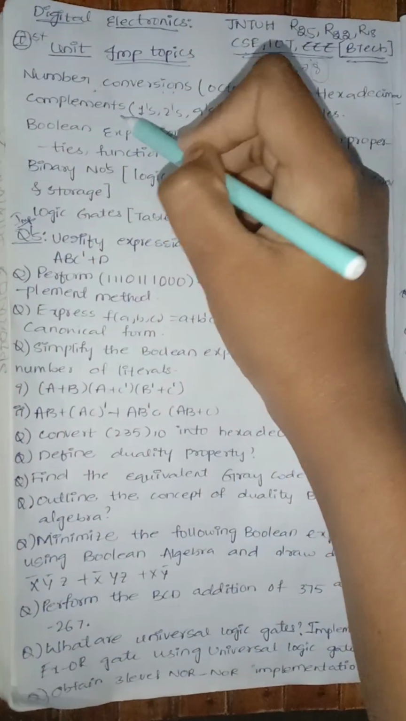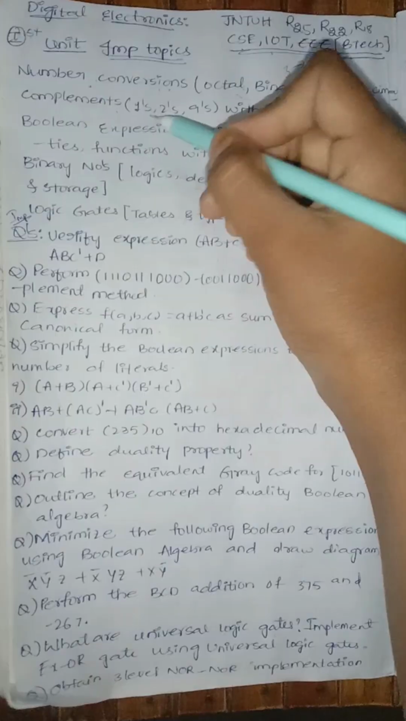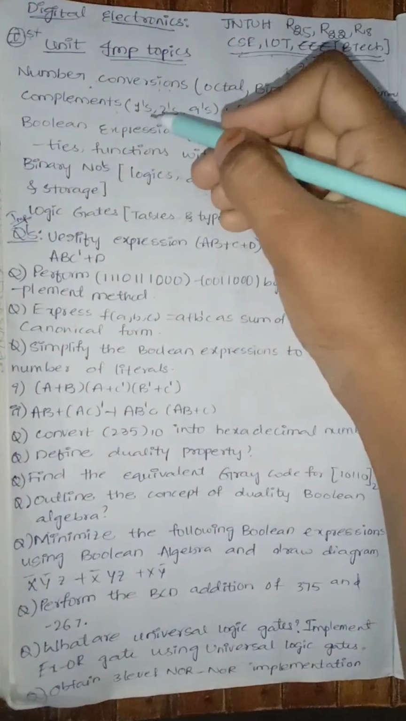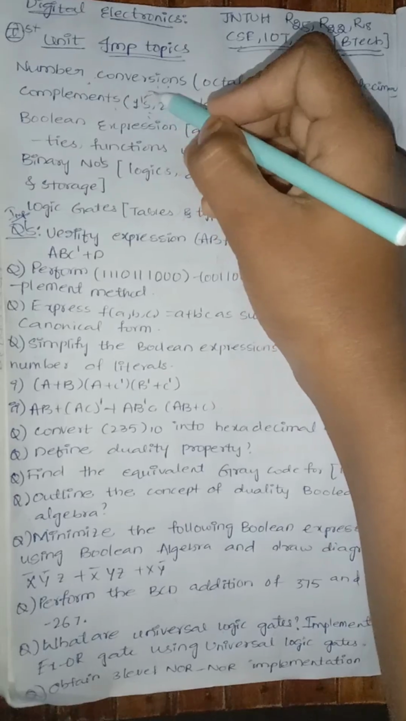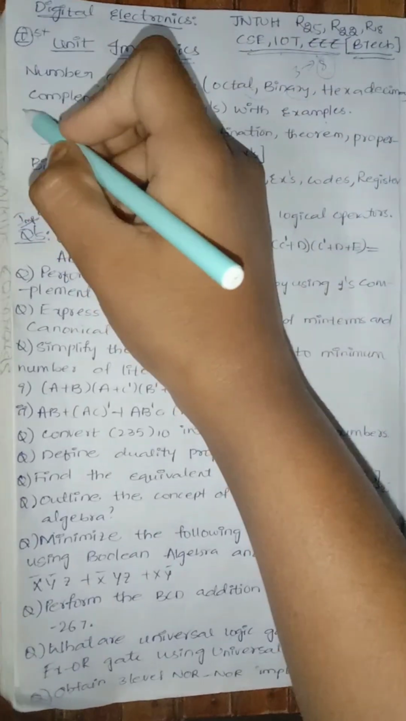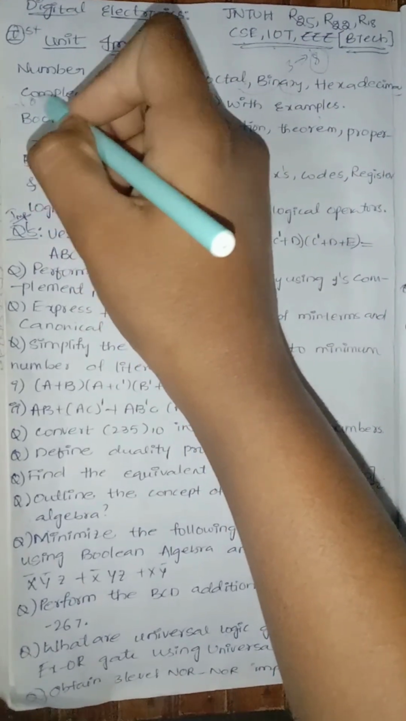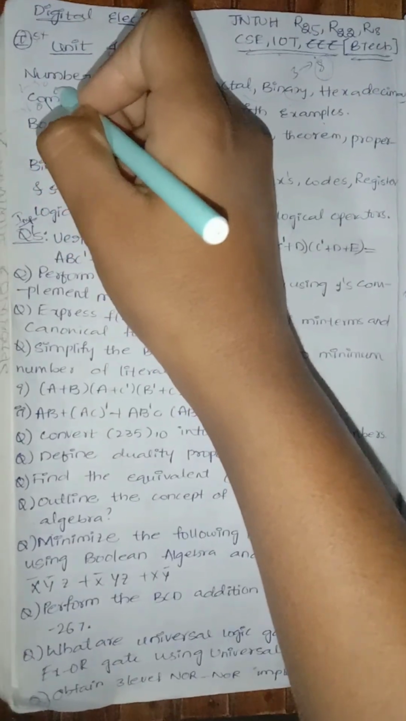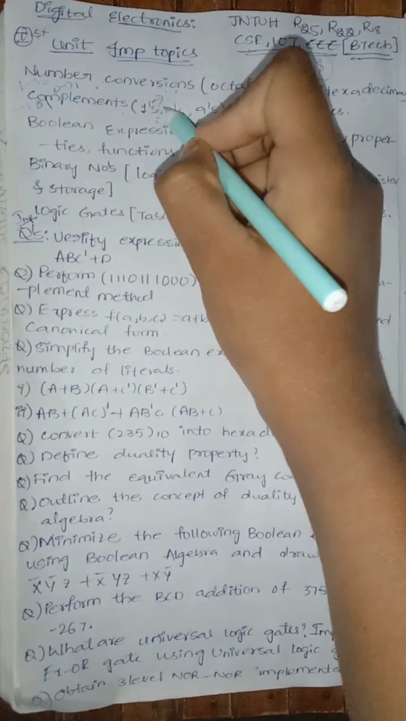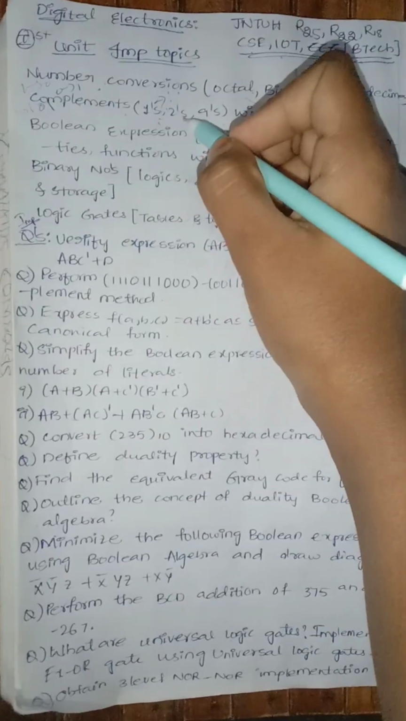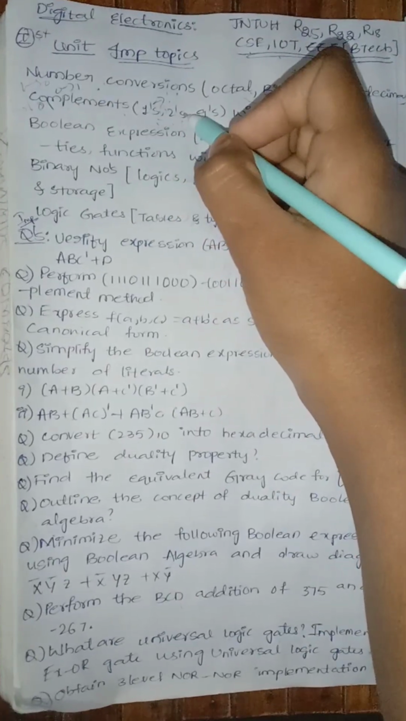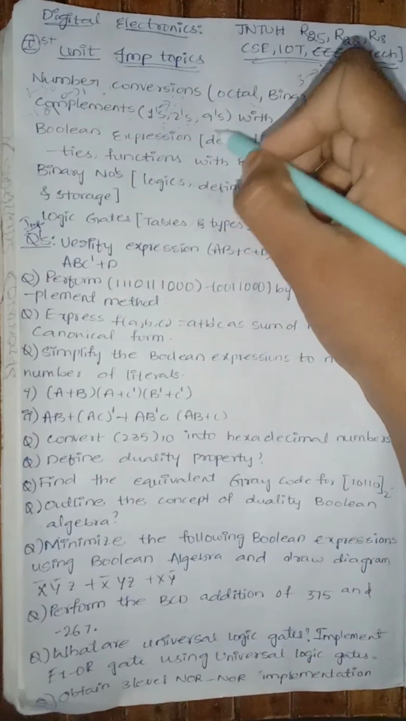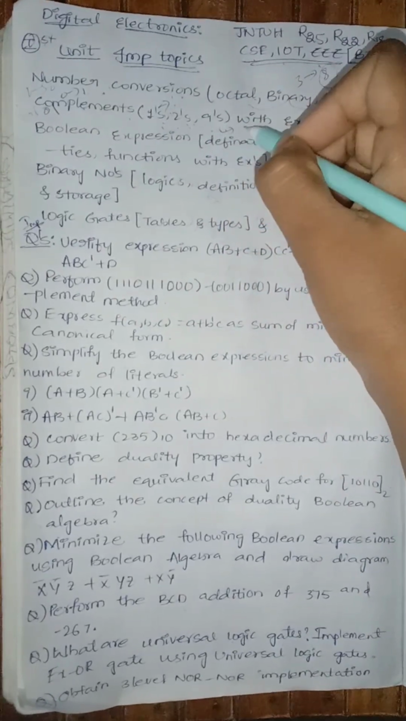Another concept, complements concept. In that we have ones complement, twos complement, nines complement with examples. Ones complement: if a Boolean equation is given like this, 1 0 1 0 1, then we need to convert ones as zeros and zeros as ones, which is known as ones complement. For twos complement, ones complement plus 1 is known as twos complement. Nines complement, in that we have nines replaced with zeros.